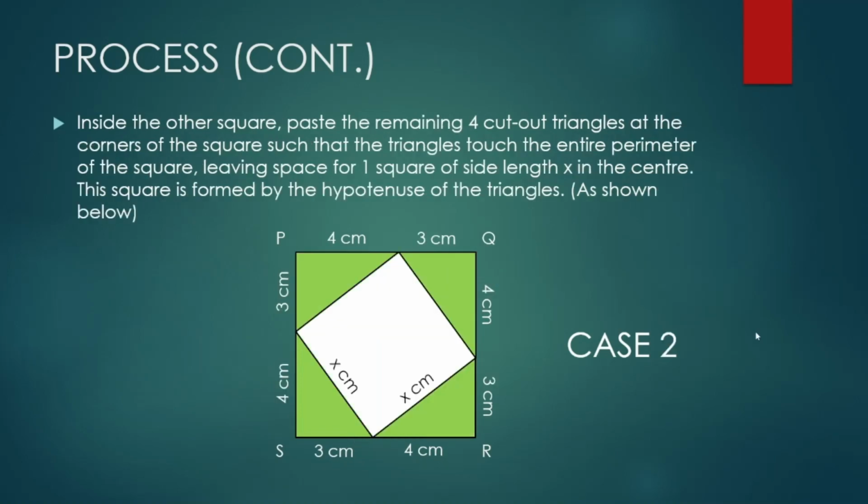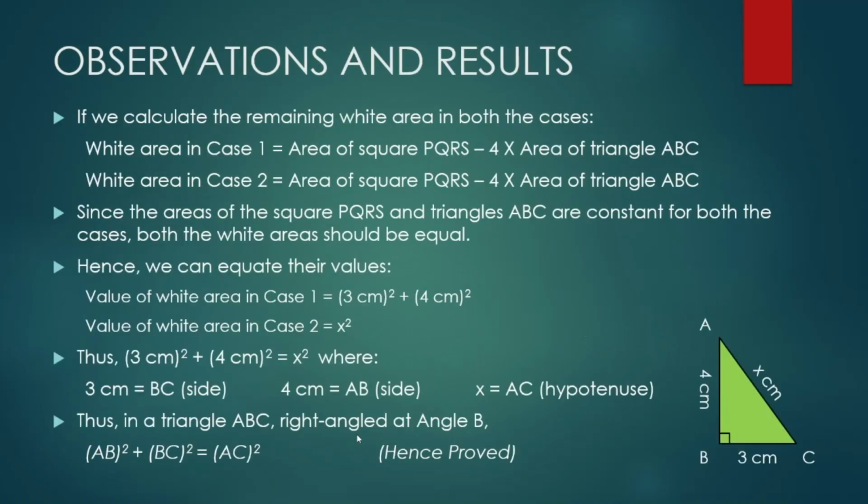Inside the other square, we can paste the remaining four cutout triangles at the corners of the square such that the triangles touch the entire perimeter of the square, leaving space for one square of side length x in the center. This square is formed by the hypotenuse of the triangles. Now that we have pasted the triangles, here are a few interesting things to observe.